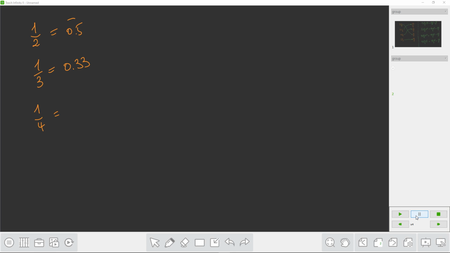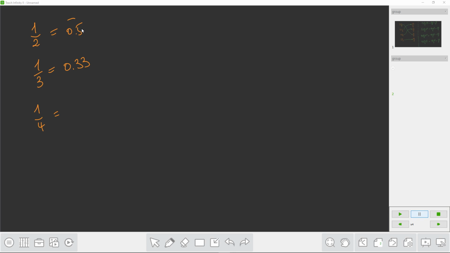Now, 1 over 4, if you cut 1 bar or 1 strip into 4 parts, it gives you each one of them. Now, you're going to divide again 0.5 by 2, which means the quarter of something is half of that something. Get me? If you divide 0.5 by 2 again, it gives you 0.25.